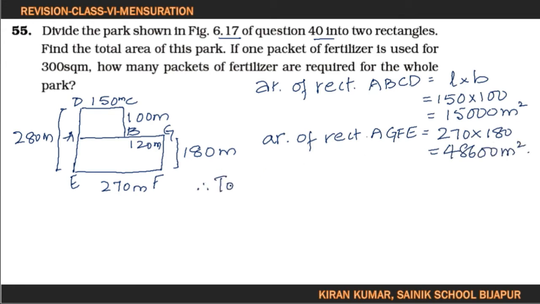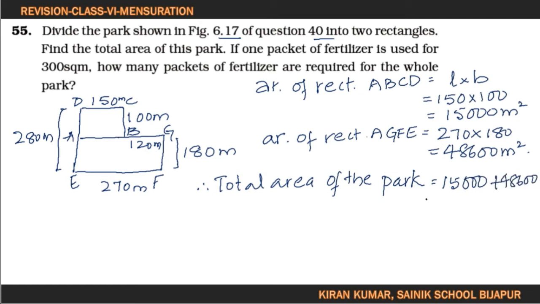Therefore, total area of the park will be equal to 15000 added to 48600. On addition, we get it as 63600 meters square.